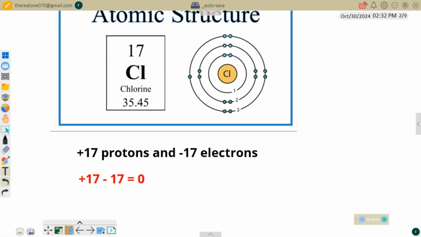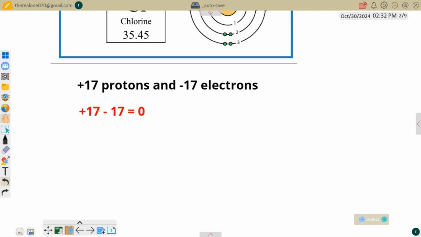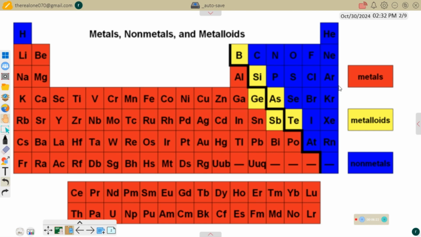What happens now when chlorine gains an electron? Chlorine can gain only 1 electron because it belongs to group 7, and group 7 elements only need 1 electron to attain a stable electronic configuration. You can see how close they are to the noble gas. So chlorine can gain 1 electron to become stable.